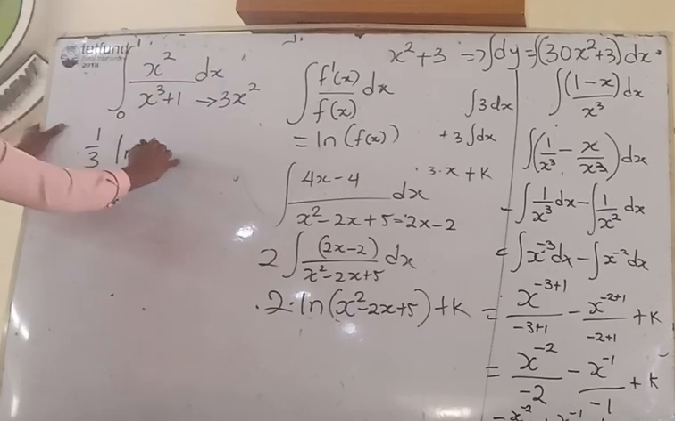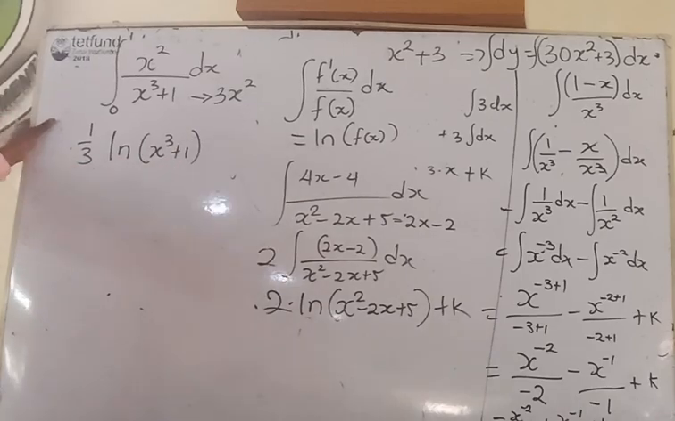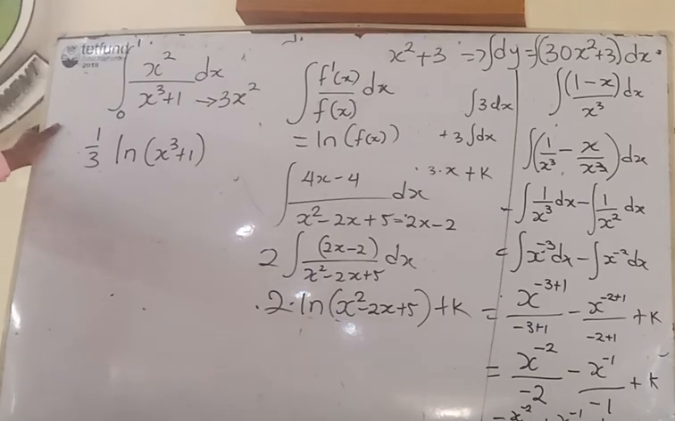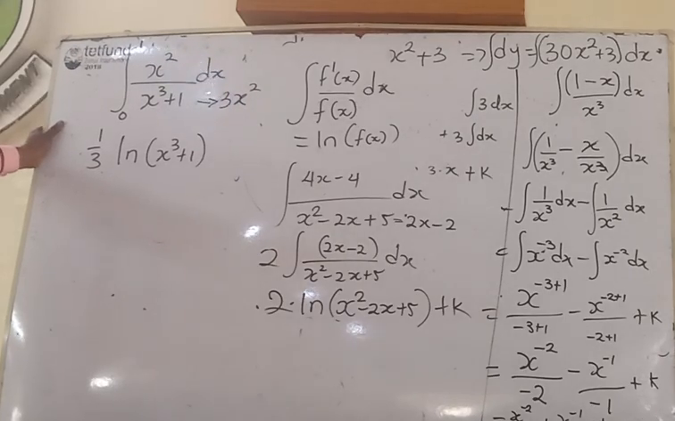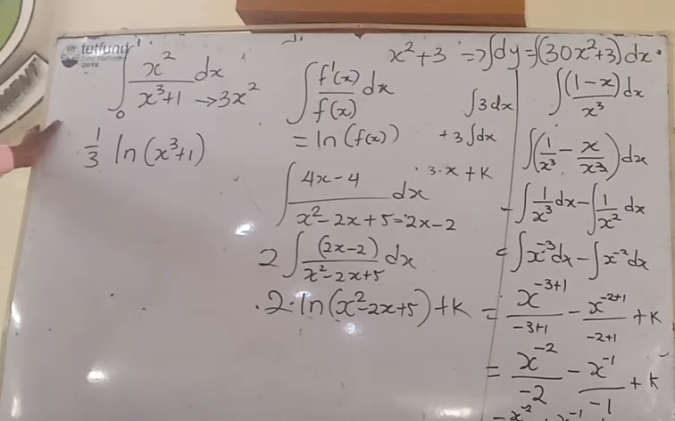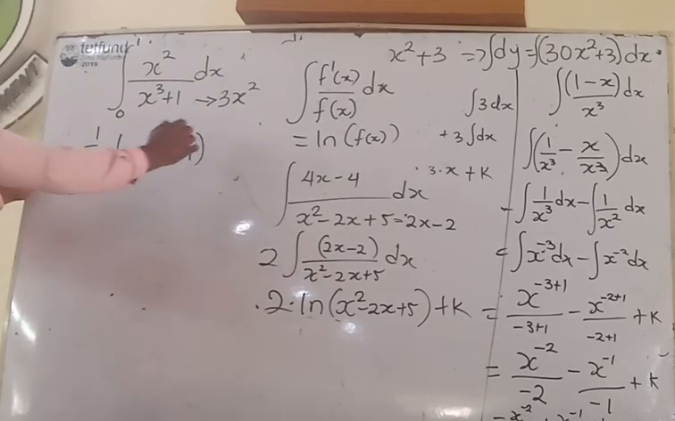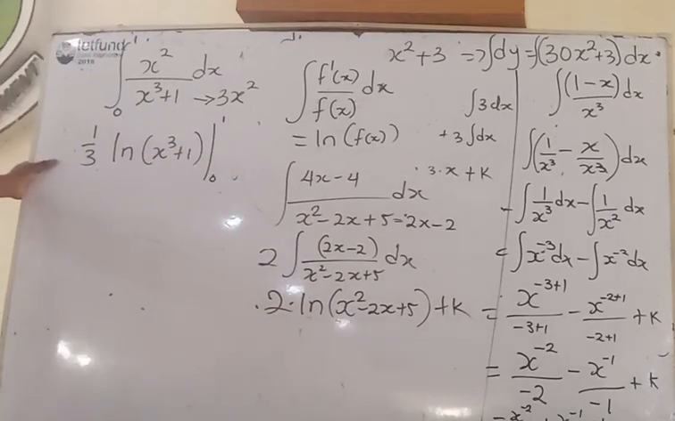Ln x cubed plus what? 1. Should I put k? Yeah? Should I put k? Are you sure? If you are for yes, say I. If you are for no, say I. So what am I supposed to do? So I'm going to evaluate it at what? 0 and what? 1. That is it.